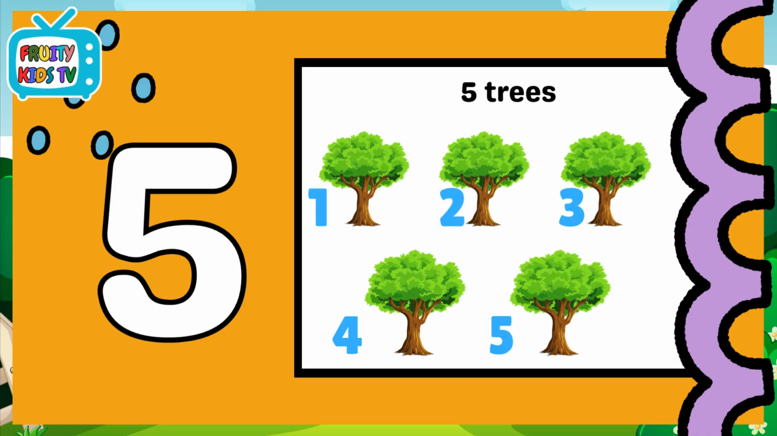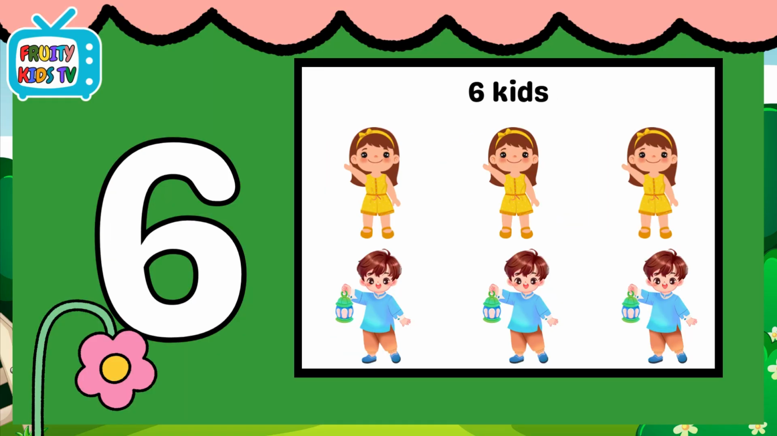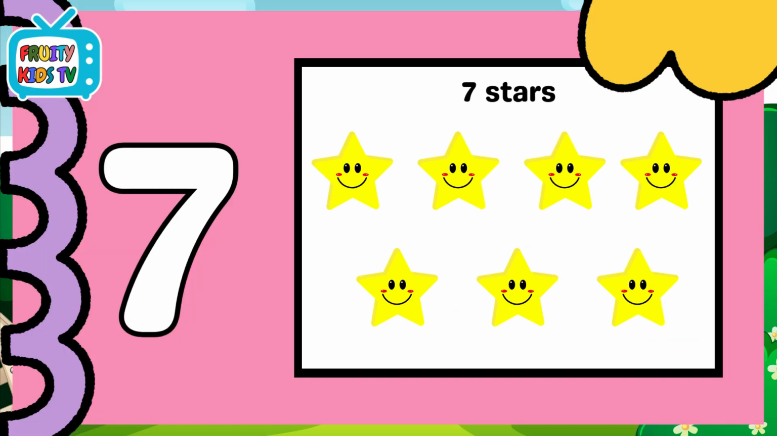5 trees. 6. Let's count the kids. 1, 2, 3, 4, 5, 6. 6 kids. 7. Let's count the stars. 1, 2, 3, 4, 5, 6, 7.